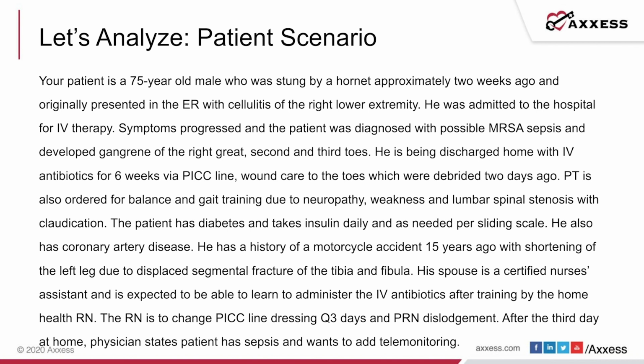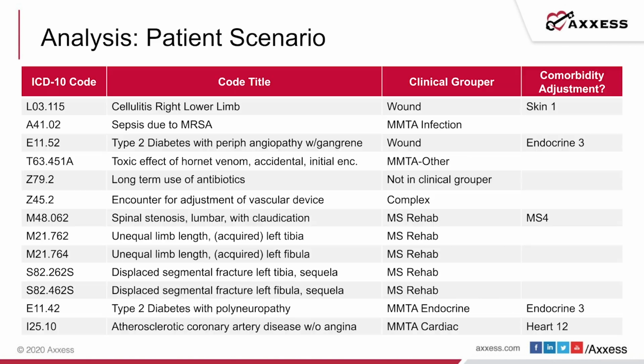His spouse is a CNA and is expected to learn how to give the IV antibiotics after training by the home health RN. The RN will then change the PICC line dressing every 3 days and PRN dislodgement. Now, after the 3rd day the patient is at home, the physician states that the patient now has sepsis and he wants to add telemonitoring. Okay, so we're looking at coding this particular case. There are some key components of coding that if you're not a certified coder, you may not pick up on. So let's talk about those.